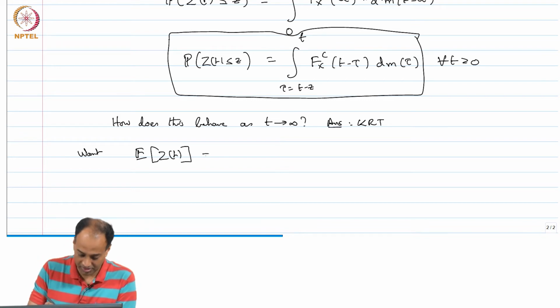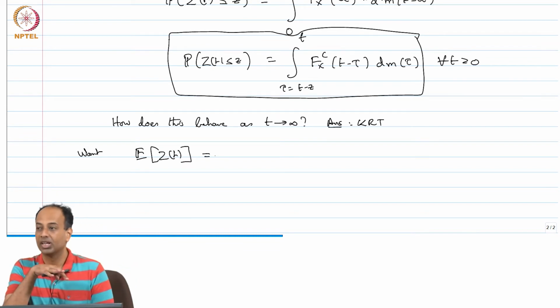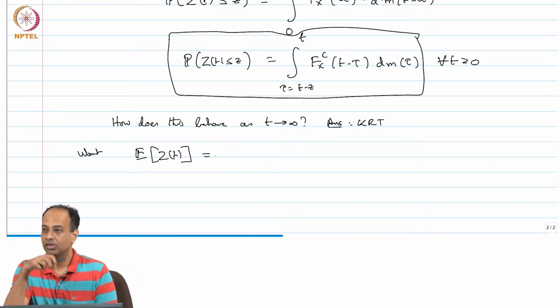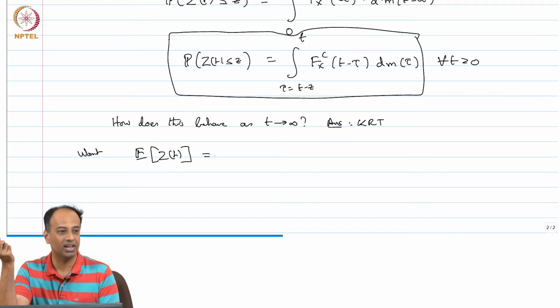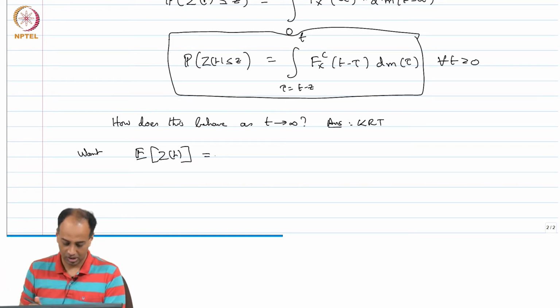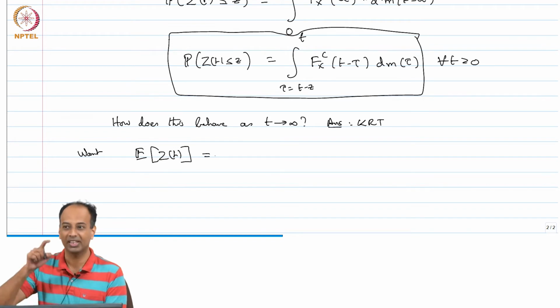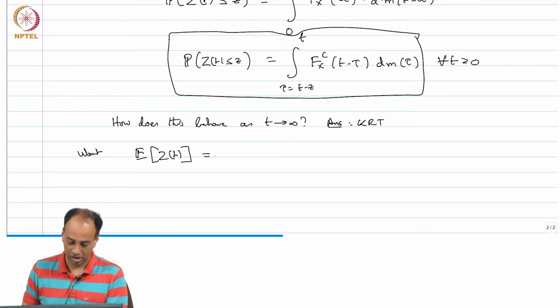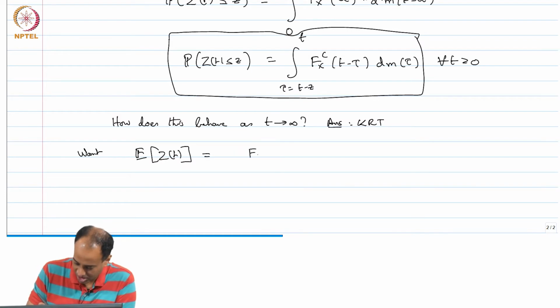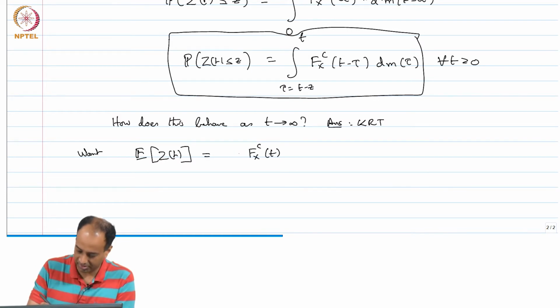Similarly, the expectation of Z(t) you can write as follows: Z(t) is the age at time t. There are two possibilities. The first possibility is that there have been no arrivals, no renewals at all till time t, which means the age will be equal to t. What is the probability that there have been no arrivals till time t? It is the probability that X_1 is greater than t, which is F_X complement of t. So, with probability F_X complement of t, Z(t) will be t.